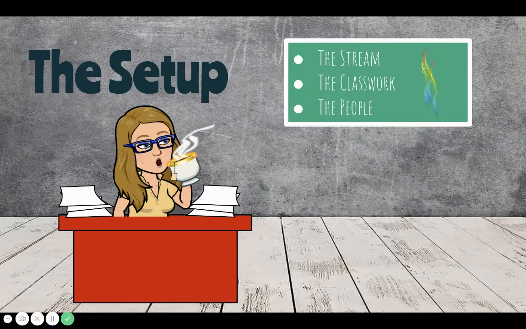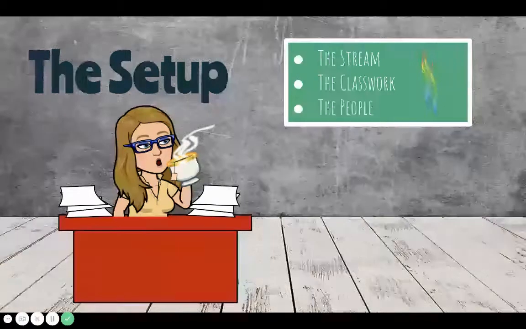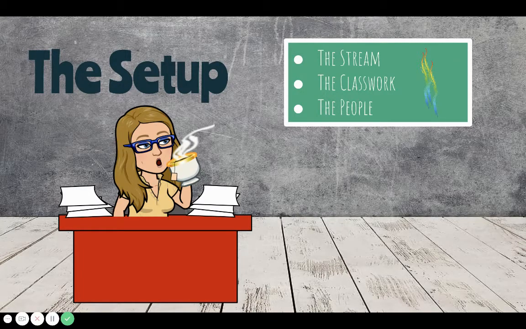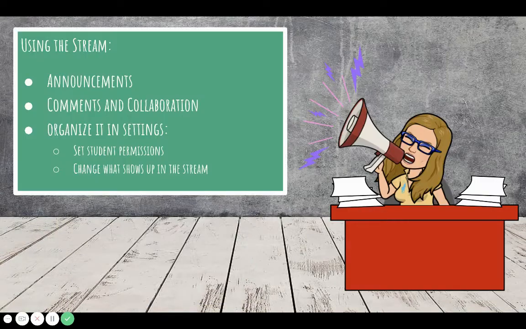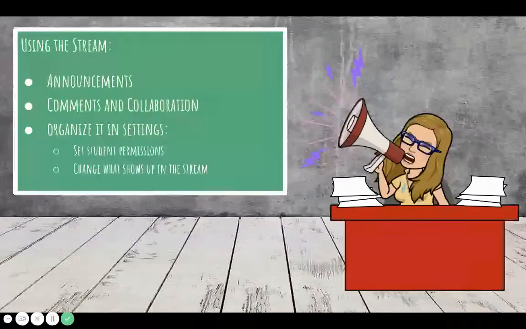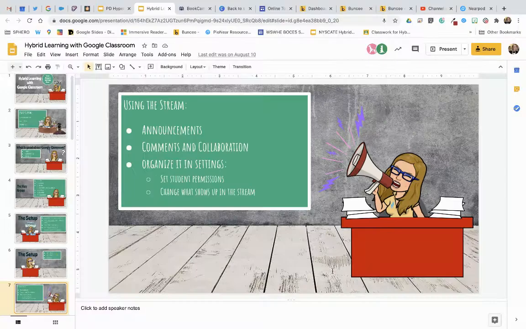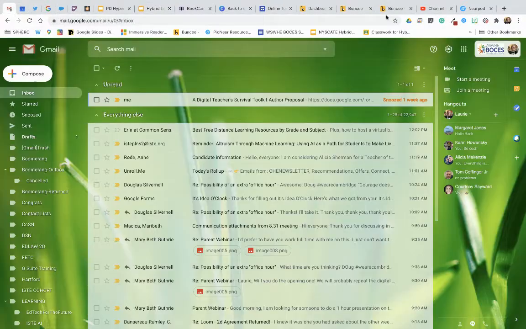So let's talk about that setup with the stream, with Classwork, and even the People tab. And we'll briefly mention the grades a little bit as well. So when we're talking about the stream, you want to use the stream for your basic announcements. For any comments, you might throw a question or something out there that students can collaborate on, and you can organize the items that show up there. And I'm going to come out of this presentation and go into Google Classroom to show you.